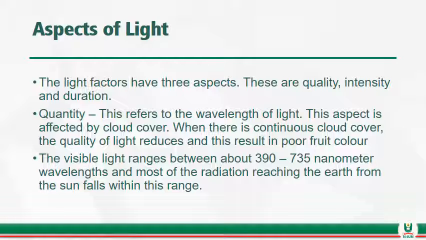So that's talking about the quantity. And when there's continuous cloud cover, the quality of the light reduces, and you can also see the effect in the poor fruit color. The visible light ranges between 390 to 735 nanometer wavelengths, and most of the radiation reaching the earth from the sun, because the sun is the primary source of energy, most of that light that comes from the sun falls within this range.